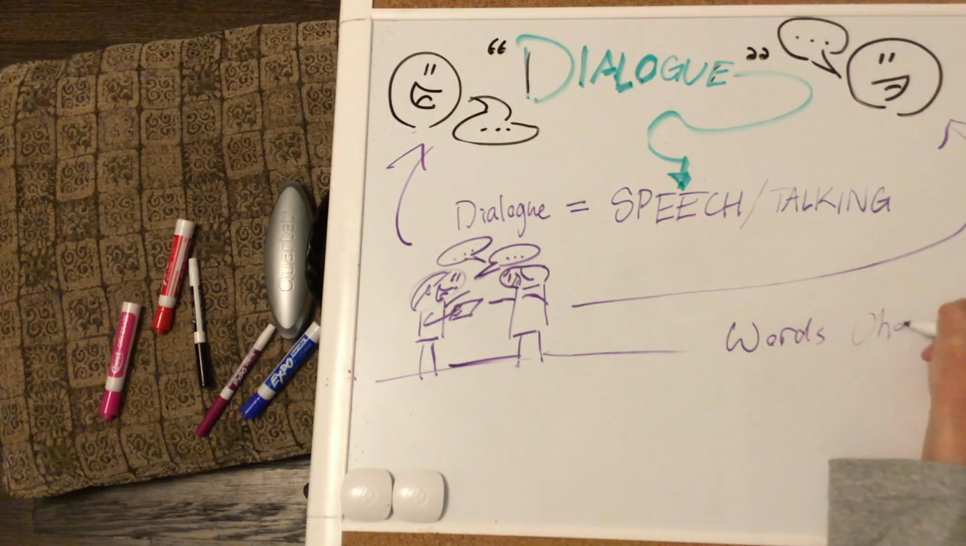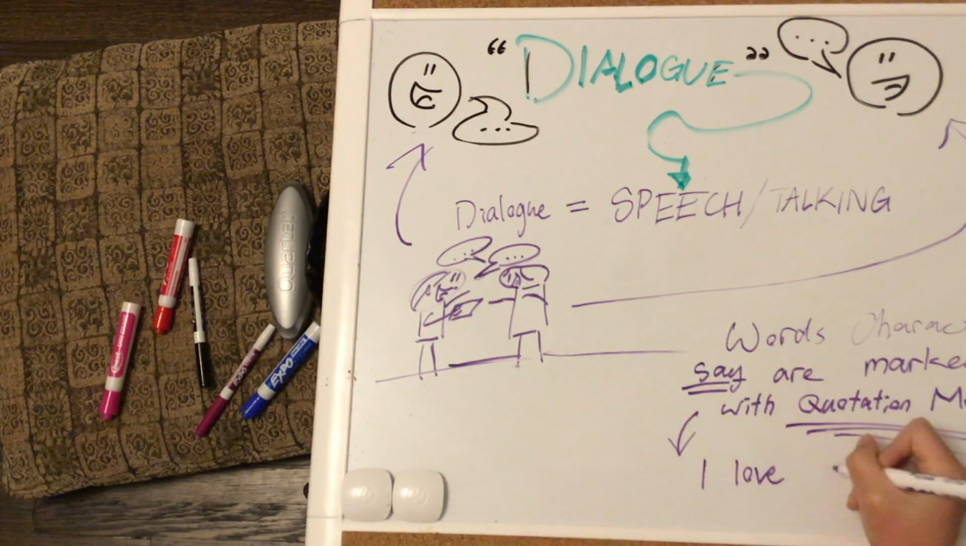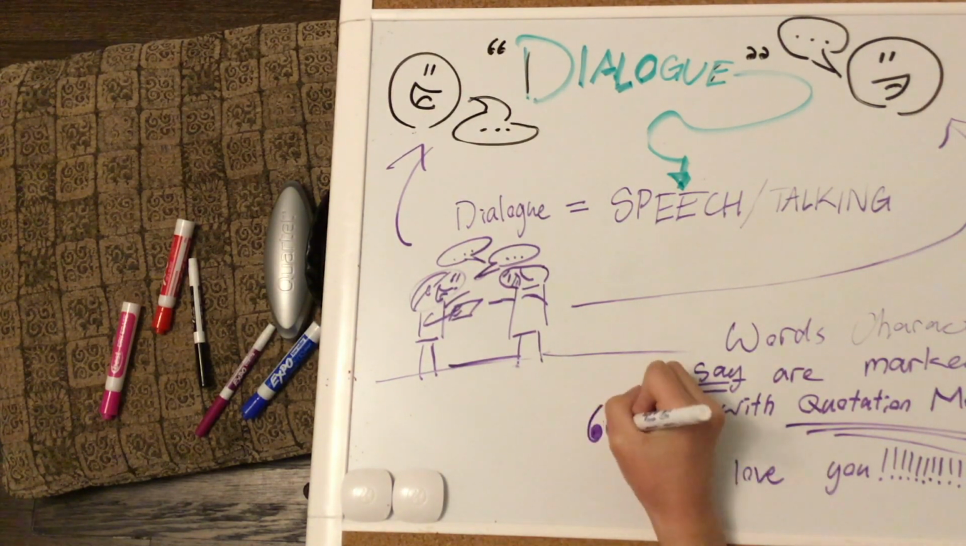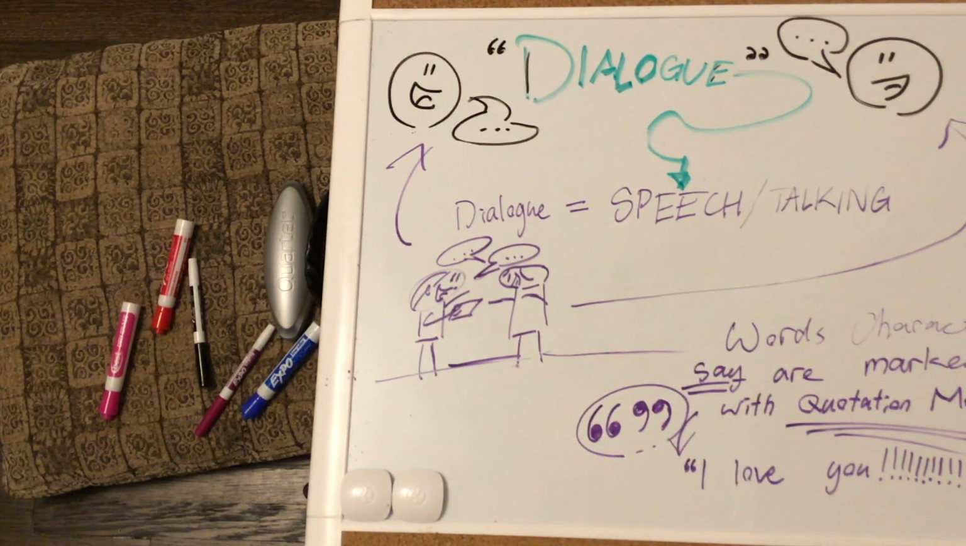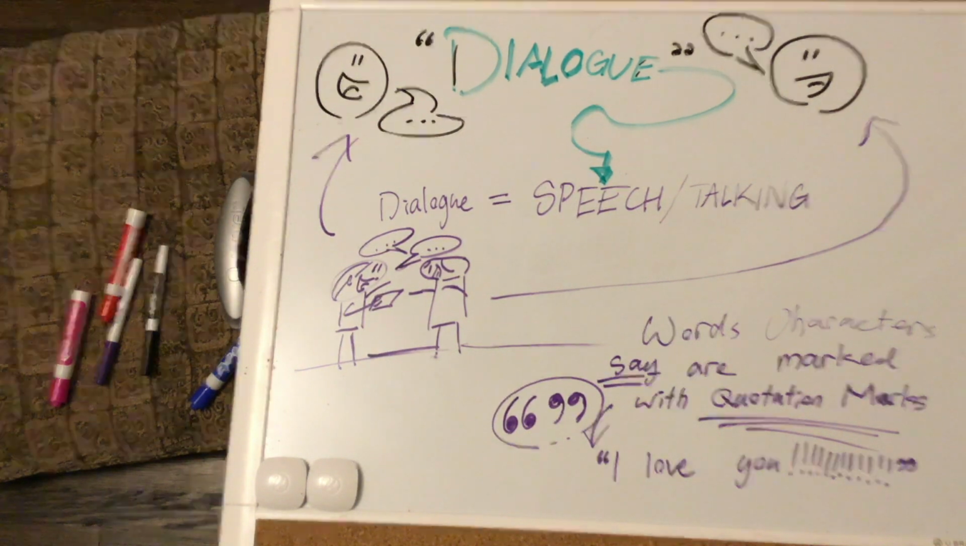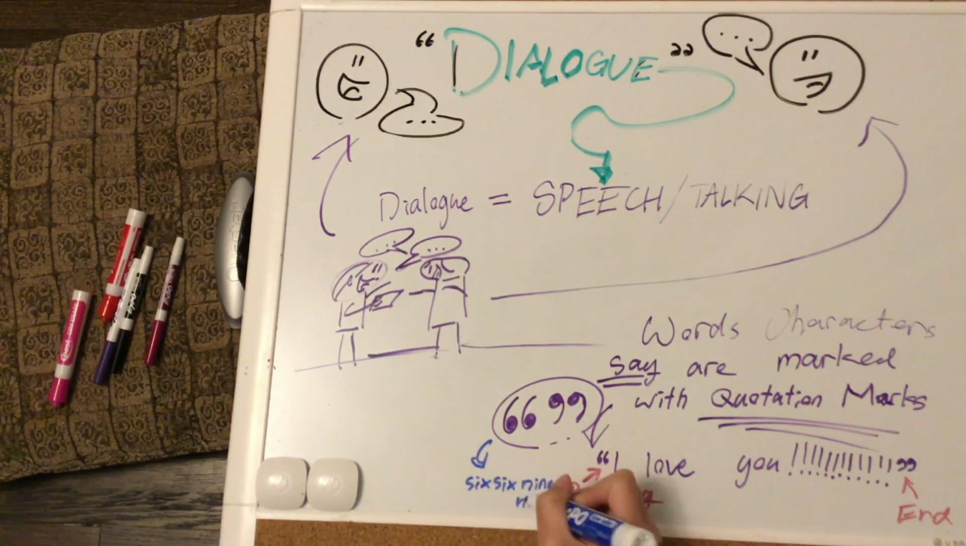The actual words they say in the story are marked with quotation marks, which look like this. One when speech starts and one at the end of speech. Another way to remember the quotation marks are 66 and 99. They kind of look like that.